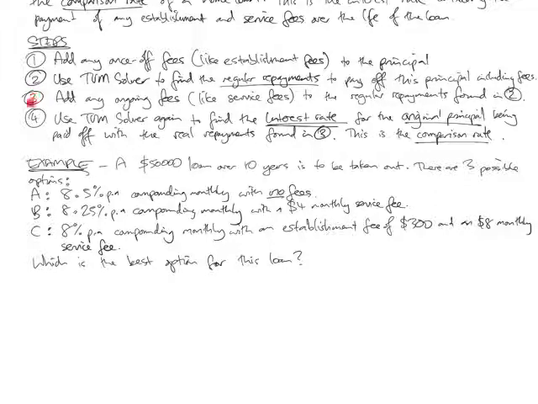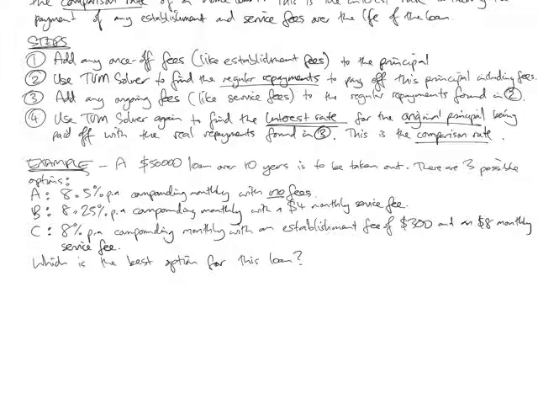So step 3, once you've found the regular payment with the principal including fees, you need to add any ongoing fees like service fees to the regular payment that you found in step 2. So step 2 found the regular payment, say the monthly payment that you're making on the loan. Now step 3 is adding whatever any monthly service fees are onto that regular payment you found in step 2.